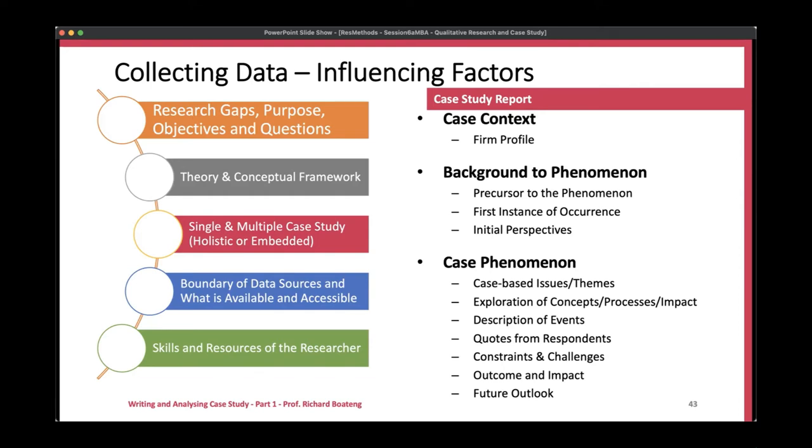Now, let me see if I can find a paper that has these things in it so that you can appreciate it better, because I like using examples. Then you can ask questions after I show them.